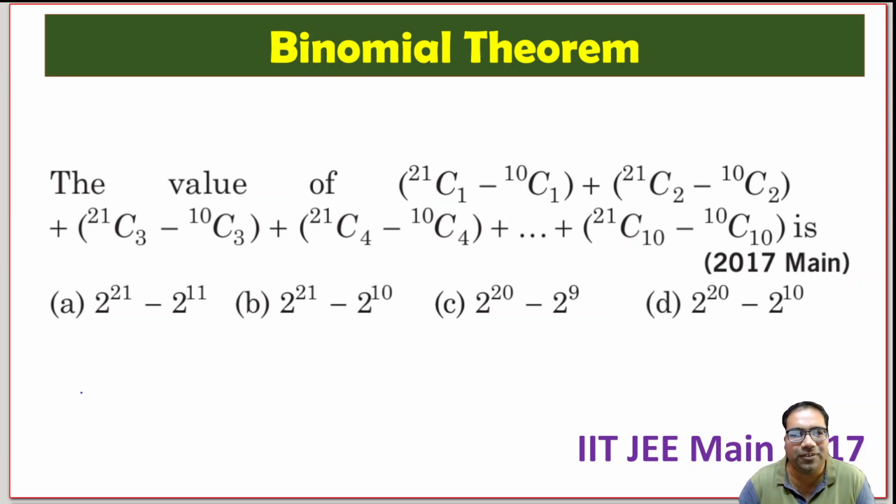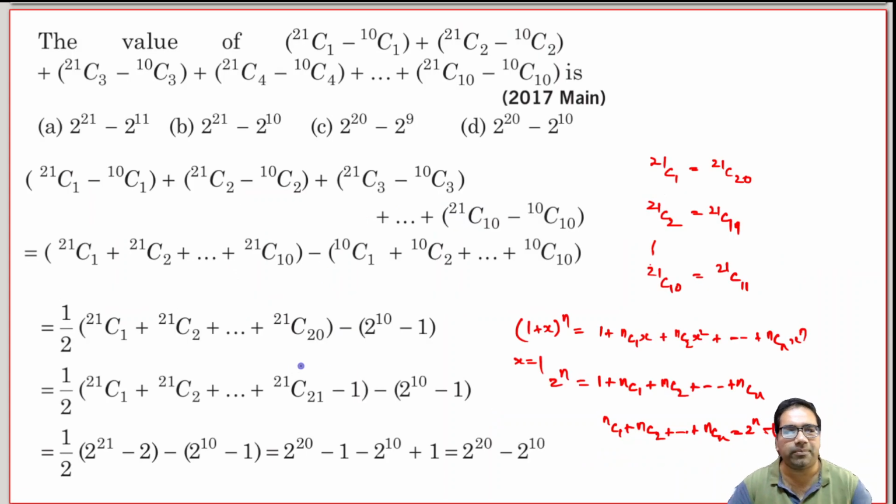We have to find the value of 21C1 minus 10C1 plus 21C2 minus 10C2 plus 21C3 minus 10C3, etc., up to 21C10 minus 10C10. This is a problem based on properties of binomial coefficients. And we know our basic property of binomial coefficient.